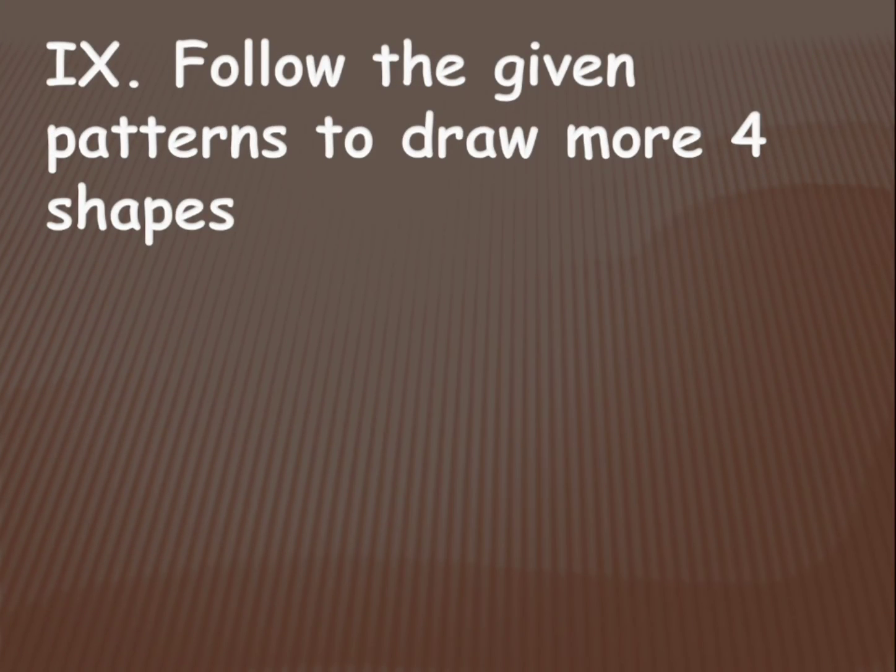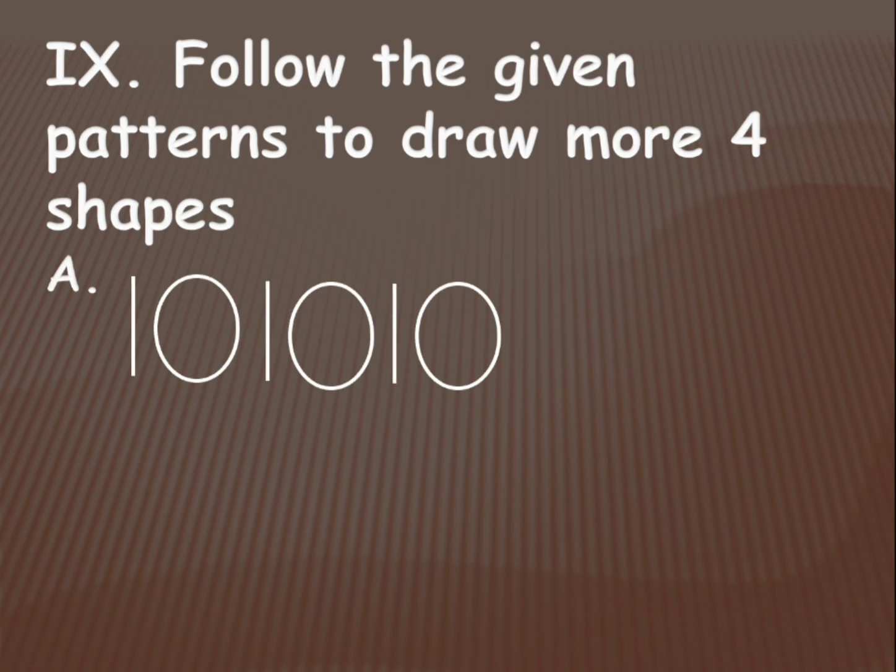Now coming to your patterns. Follow the given patterns to draw four shapes. That means you need to understand the pattern, copy the same pattern, and then draw four more shapes. So here it is 1 0 1 0 1 0, like a standing line, a circle, a standing line, a circle, a standing line, and a circle. Now you understood, children, the pattern is standing line, circle, standing line, circle. So that is your pattern.